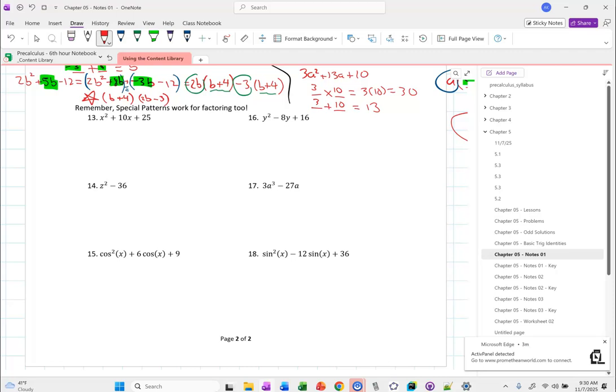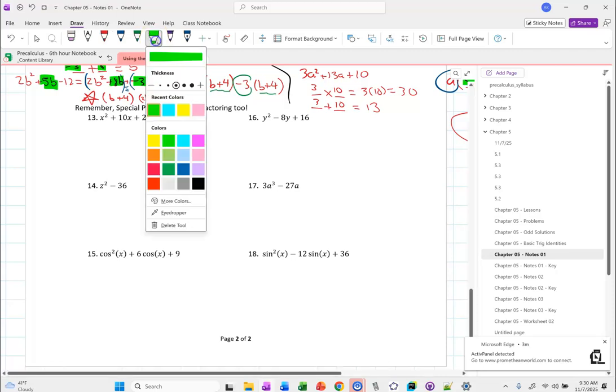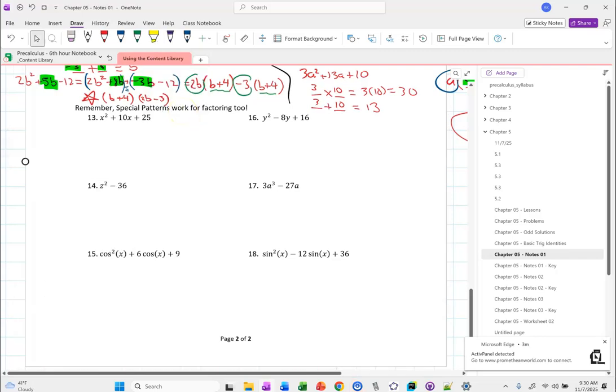Okay? So if I look at this, x squared plus 10x plus 25, before I start trying to factor this the normal way, I'm going to look to see if any of those special factoring patterns apply. It's obviously not a difference of two squares because there's 3 terms here, right? But if I look at the first term and the last term, I notice that those are perfect squares. So maybe it's one of those addition perfect square, subtraction perfect square.